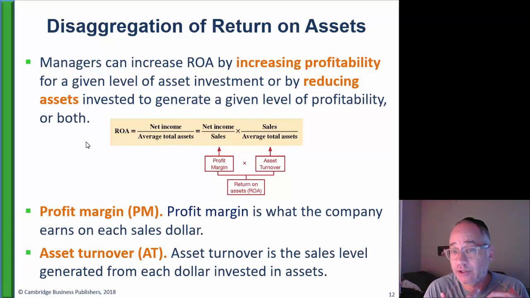And so a manager has control over these three things. One, how much assets you use. Two, how much sales you squeeze out of your assets. And then also how high you make your prices, what your profit margin is going to be.